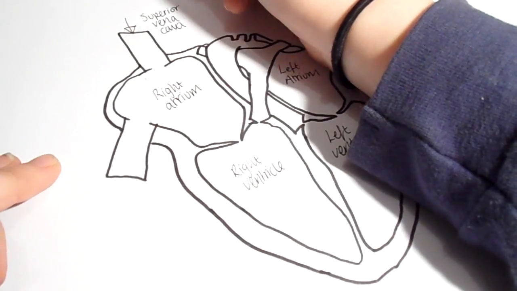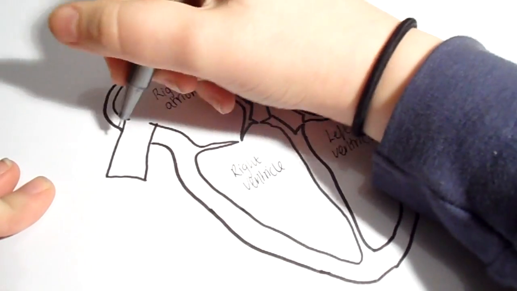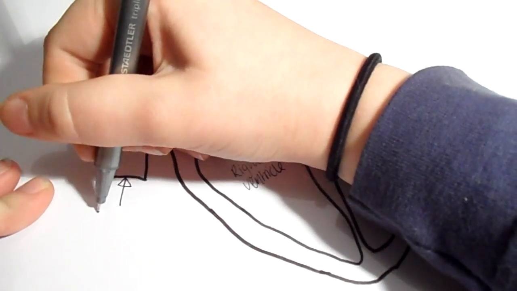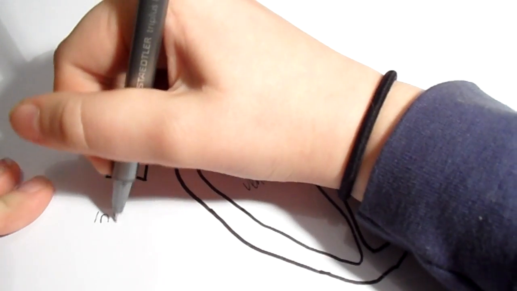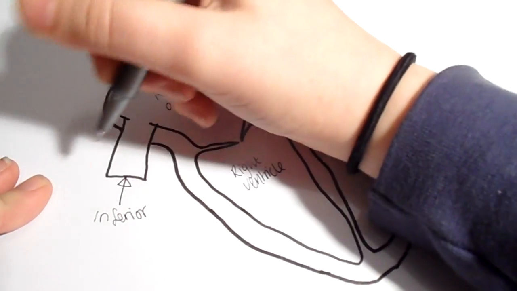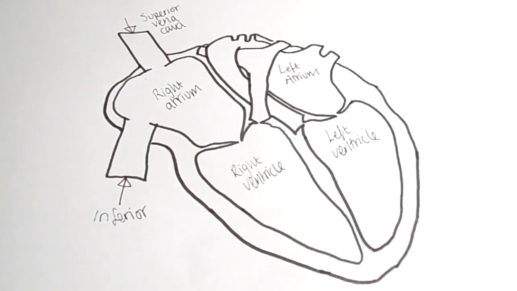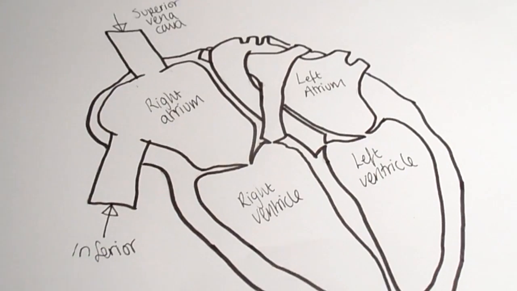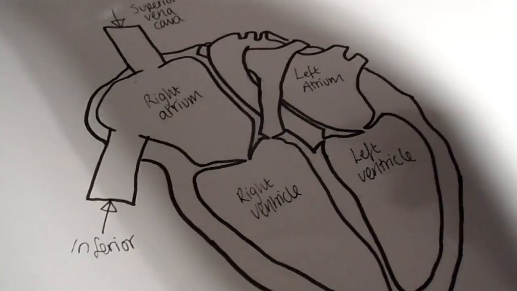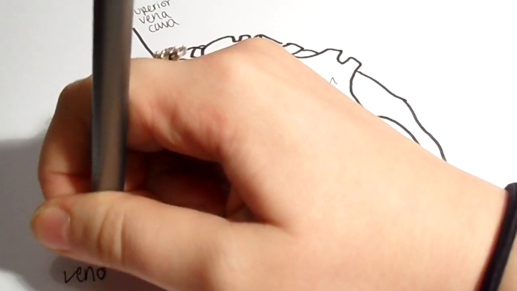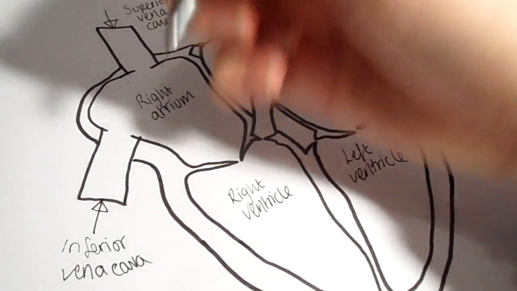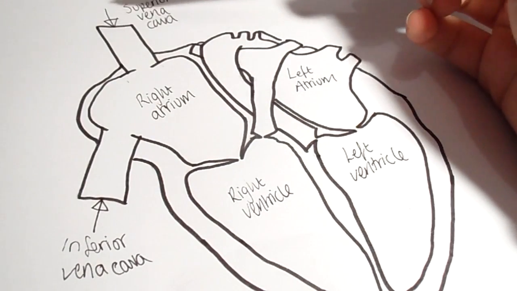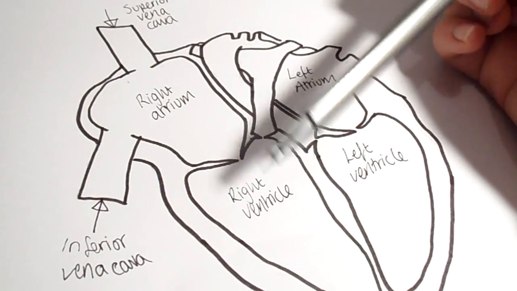and seeing as it's the superior, the inferior is going to be this one, even though it's not the opposite. They both bring blood into the heart. Inferior. Writing is bad. But yeah. There we go. Vena cava. Bad writing.